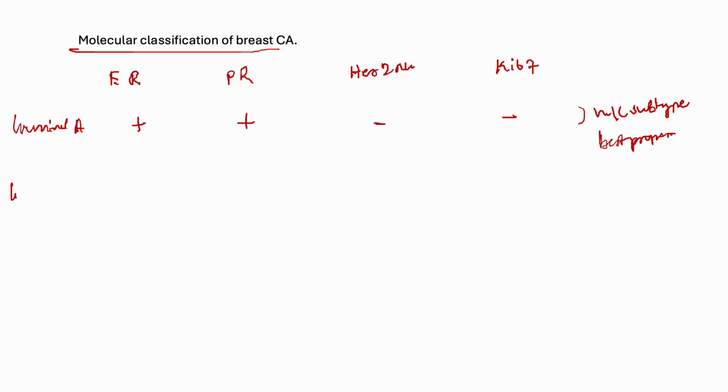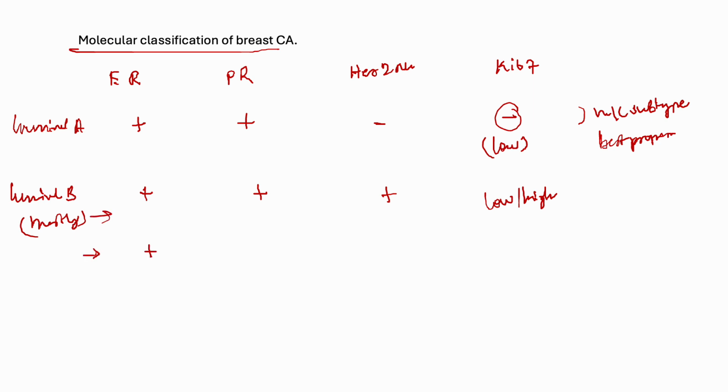Okay, coming to luminal B. Luminal B mostly is ER positive, PR positive, HER2/neu also positive, and Ki67 is low or high. It can be low or it can be high. Negative here means it's low, low proliferation. Luminal B mostly is this, but sometimes it can be ER positive, PR positive, negative for HER2/neu, and Ki67 can be high.